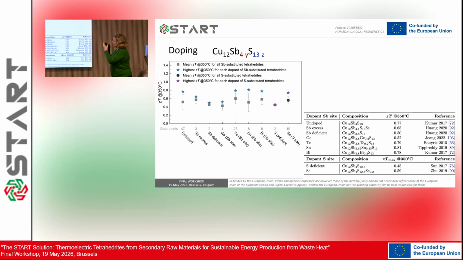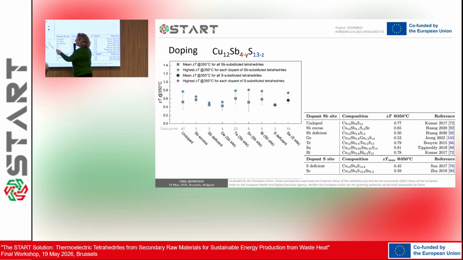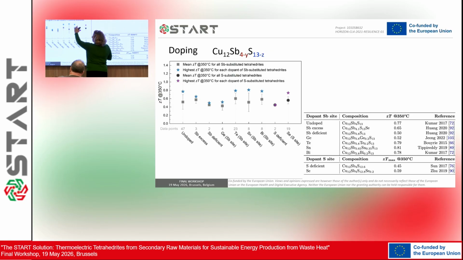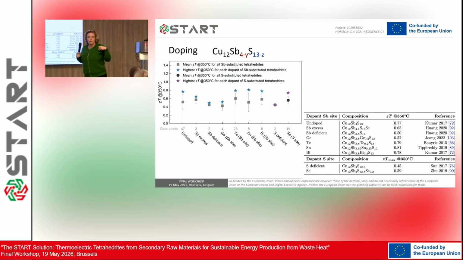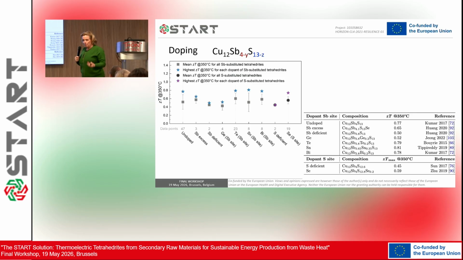So just some results for the substitution of antimony or sulfur. And again, it's very similar. It's always around 0.8, regardless of the atoms you're substituting. It always gets the same. So people have a lot of papers discussing the doping of tetrahedrite, but if you really perform an analysis, what you come to the conclusion is that they're all the same. If you take into account the temperature at which you're measuring, it's all the same.